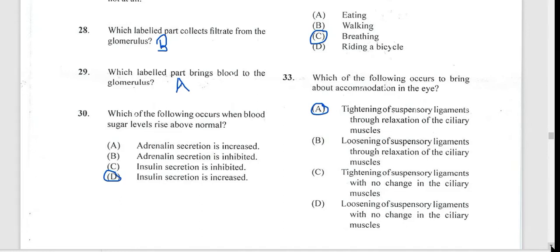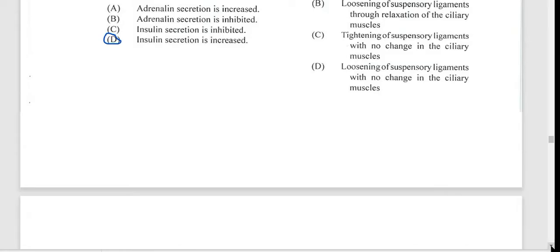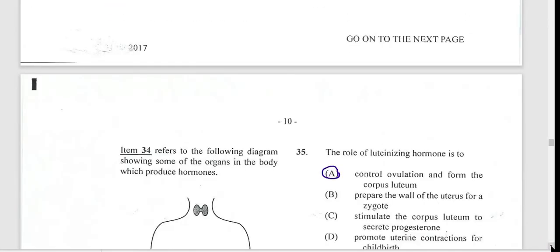Which of the following occurs to bring about accommodation in the eye? This is also a repeated question. I mean, this paper seems to be one that repeats. All right, so A here is going to be tightening of the suspensory ligament through relaxation of the ciliary muscle. So the answer here for 33 is going to be A. Moving on to question 34.